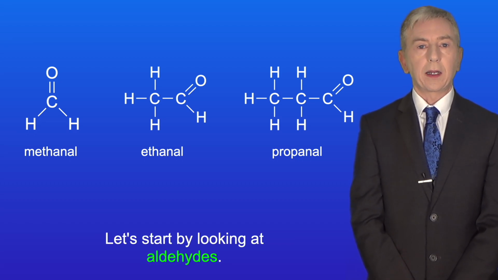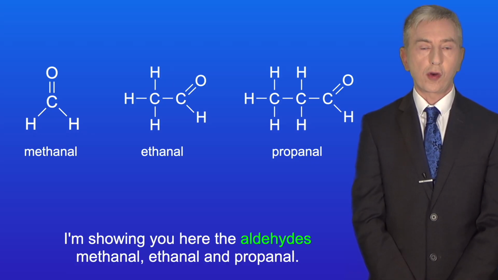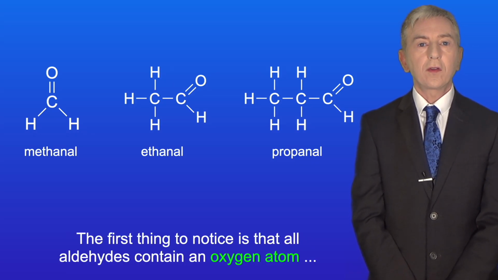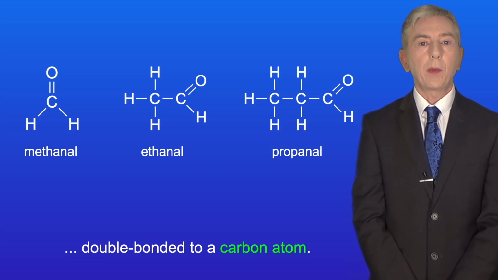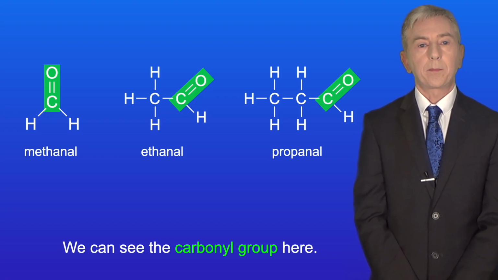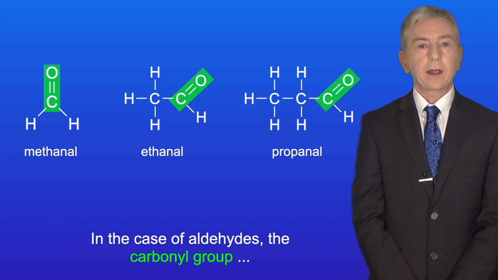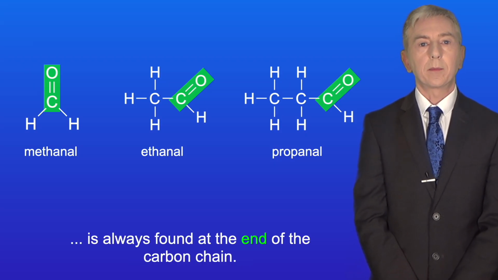Let's start by looking at aldehydes. I'm showing you here the aldehydes methanal, ethanal and propanal. Now, the first thing to notice is that all aldehydes contain an oxygen atom double bonded to a carbon atom. Scientists call this the carbonyl group, and we can see the carbonyl group here. In the case of aldehydes, the carbonyl group is always found at the end of the carbon chain.